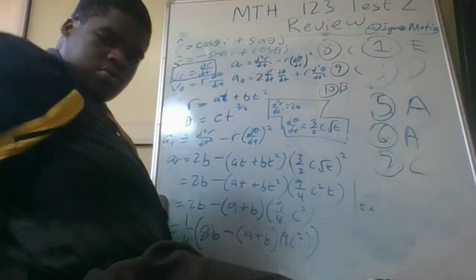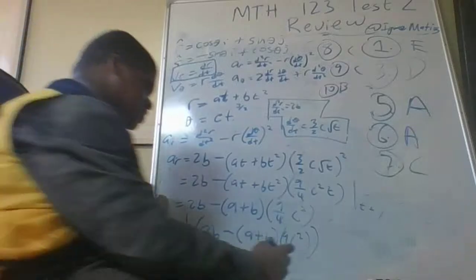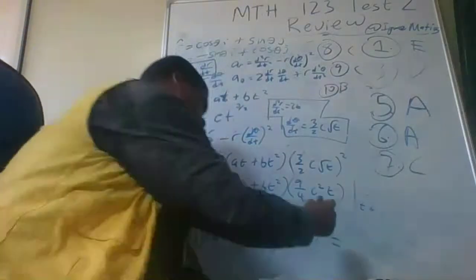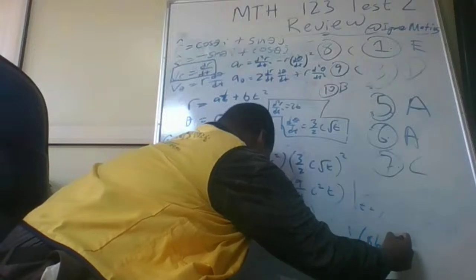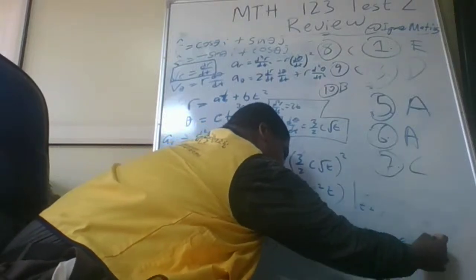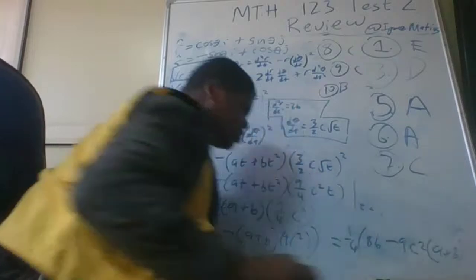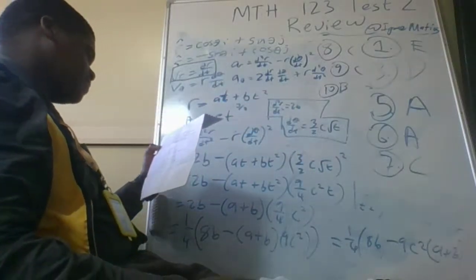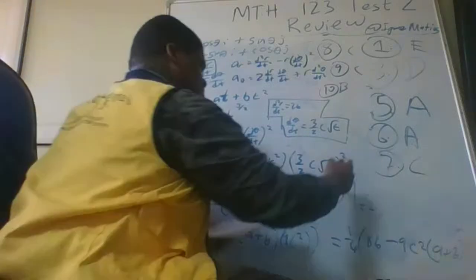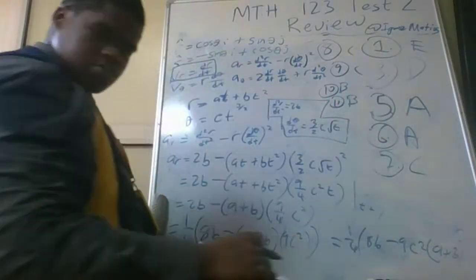Okay, this here can be simplified to be 1/4 times (8b minus 9c² times (a + b)), which is option B. Yes, option B. Question 11, we have option B.